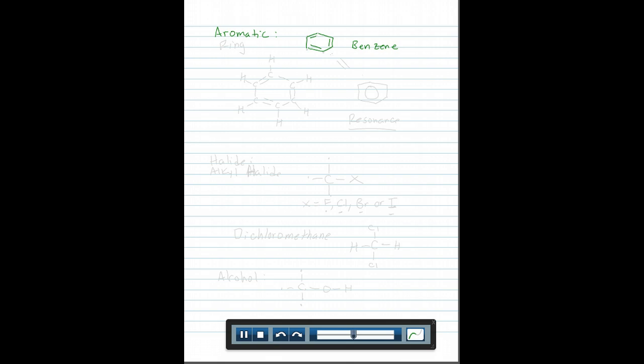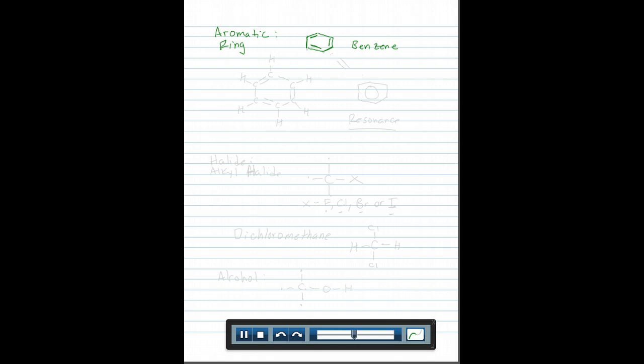It has to be alternating. You have to have a double bond, then a single bond, then a double bond, then a single and a double, and it has to be in a ring. These have to be ring structures. They can't be straight chain structures. This particular one, like I said, is benzene.